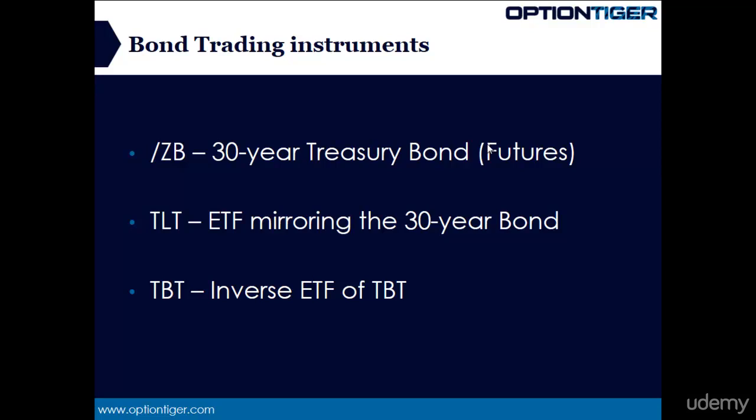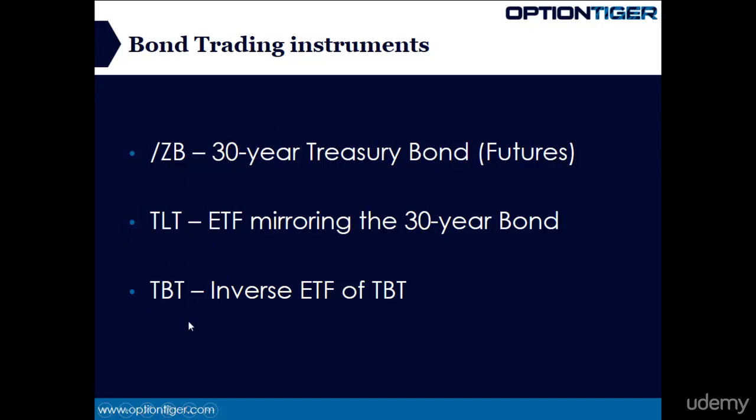But we already studied ETFs, and so this TLT is an ETF that mirrors the 30-year bond. So as /ZB goes up, TLT is also going to go up. As /ZB comes down, TLT is going to come down. And TLT, of course, being an ETF, you can trade it like a stock.